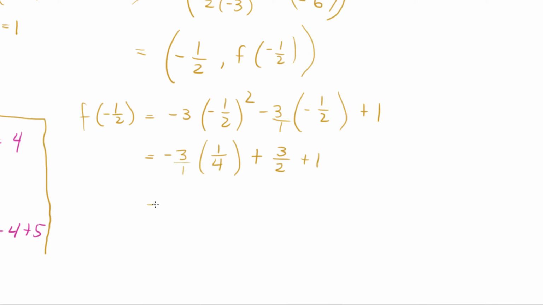Again, same reasoning here. We make -3 into a fraction. We multiply across. So it's going to be -3 over 4 plus 3/2 plus 1. Now, how do we add fractions? We use a common denominator. So what's the common denominator between 4, 2, and 1? The common denominator is 4. So -3/4 plus 3/2 times 2 over 2 plus 1 over 1 times 4 over 4.